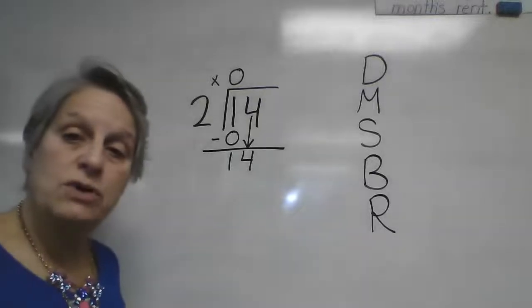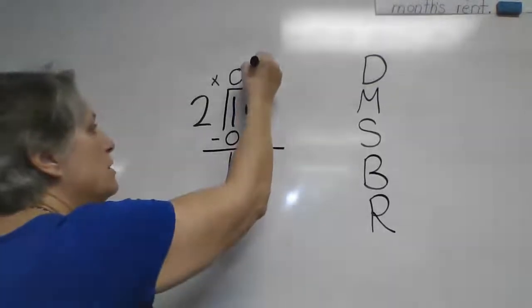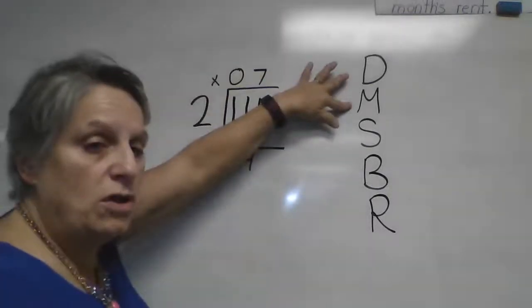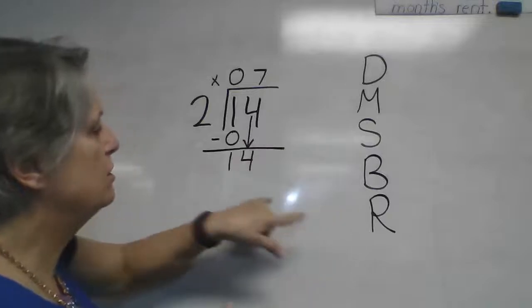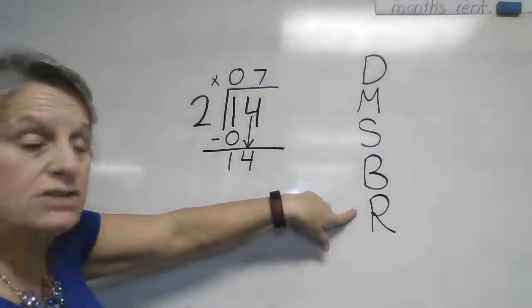How many times does 2 go into 14? 7 times. We know the answer to that one. We knew the answer right at the beginning. 2 times 7, because now we're multiplying. Oh, I'm sorry. The R means to repeat. Repeat, or at the very end, it's your remainder.